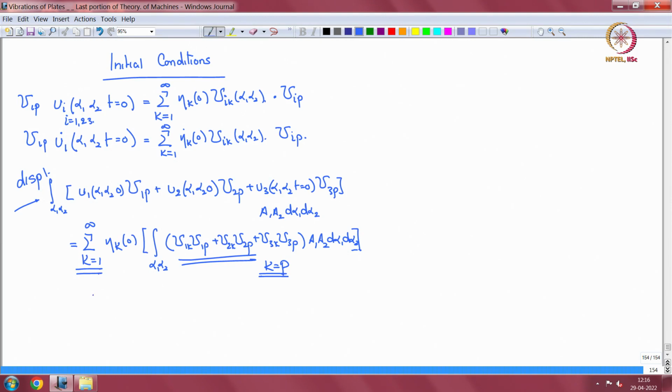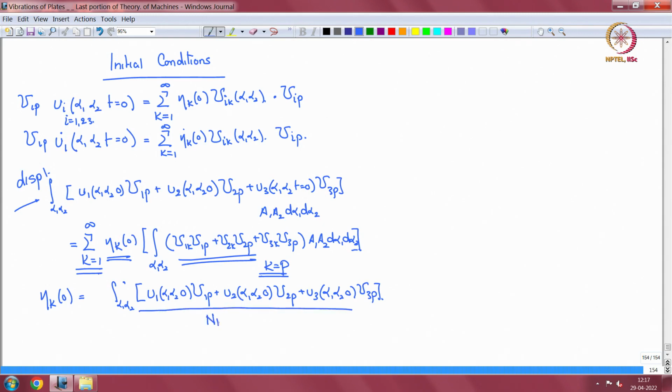Okay. So then what happens? What happens is eta k 0 is equal to integral alpha 1 alpha 2 u1 alpha 1 alpha 2 at 0 u1p plus u2 alpha 1 alpha 2 at 0 u2p plus u3 alpha 1 alpha 2 at 0 u3p, and divided by nk. So I have got my eta k 0.